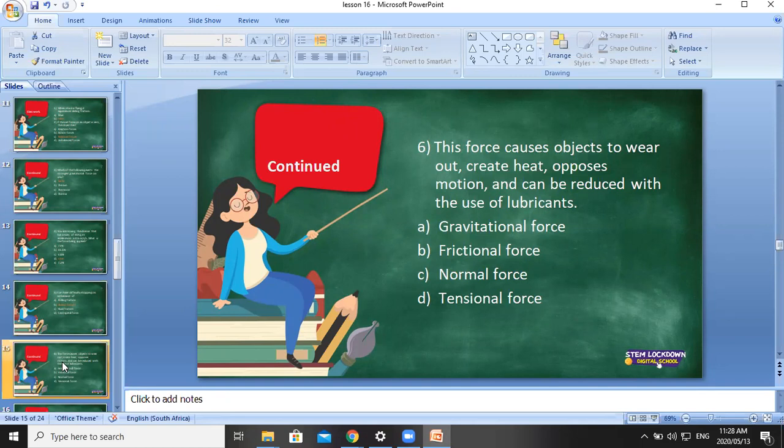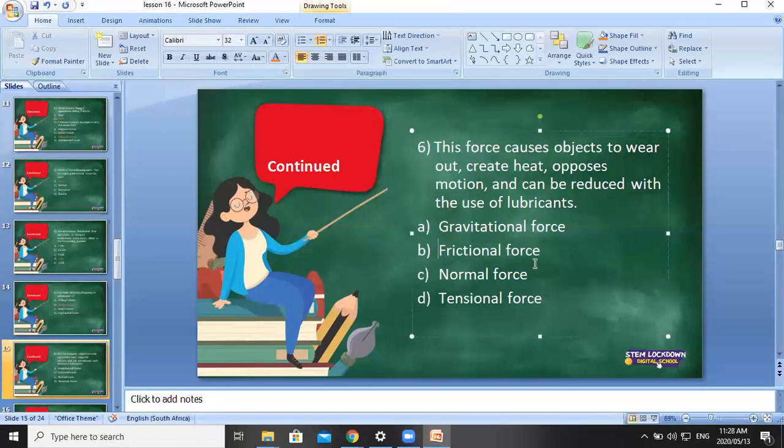This force causes objects to wear out, creates heat, opposes motion, and can be reduced with the use of lubricants. You've got gravitational force, frictional force, normal force, tensional force. Which one is it? Frictional force, yes.